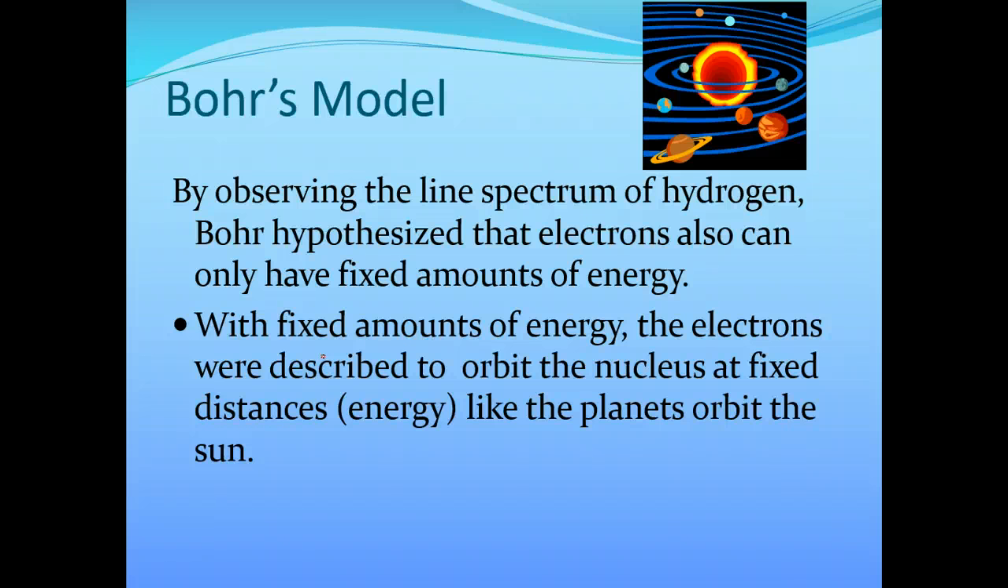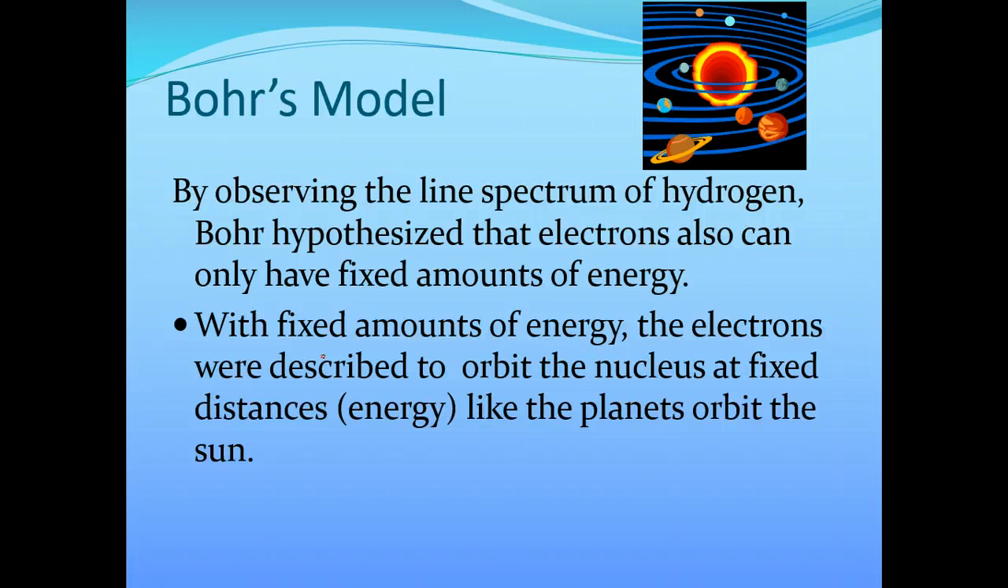planets orbit the sun. So the problem that we had when we talked about Rutherford's model is that we have the teeny tiny positive nucleus where the majority of the mass of the atom is. There's all this empty space, and then there's electrons somewhere outside the nucleus. And the problem was, why don't the electrons just run into the nucleus? They are oppositely charged. They should be attracted.